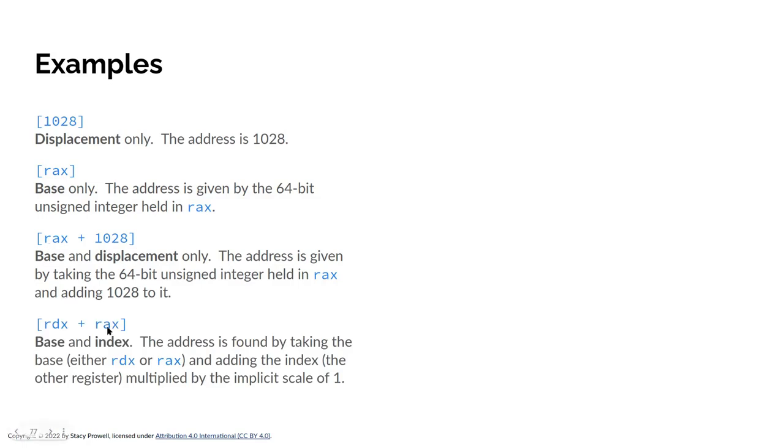Base and index. What's my scale factor? It's 1. Which one of these is the index and which one is the base? Who knows? Doesn't matter. No one cares, right? The assembler is going to do something. I don't know what it's going to do. Try it out. It's going to do something. Doesn't matter which one. We just basically add these two registers together and we're done.